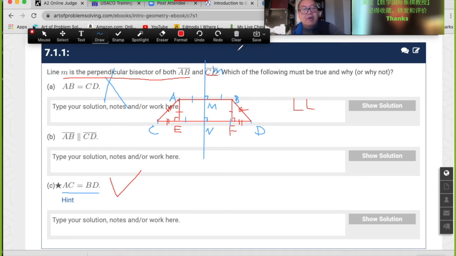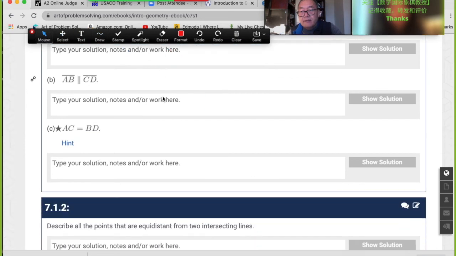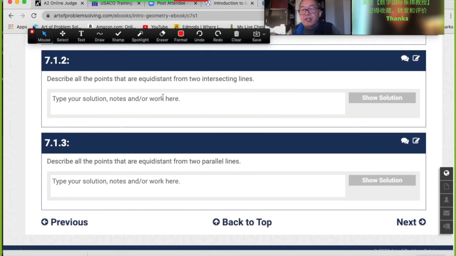Do you have any questions? No. Okay. So now let's see number 2. Can you read number 2? Describe the points that are equidistant from two intersecting lines.